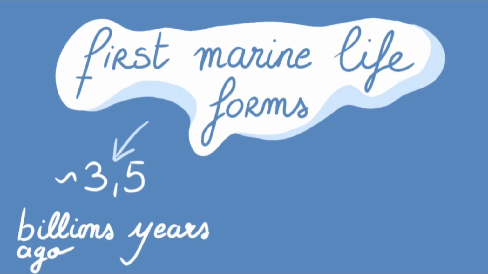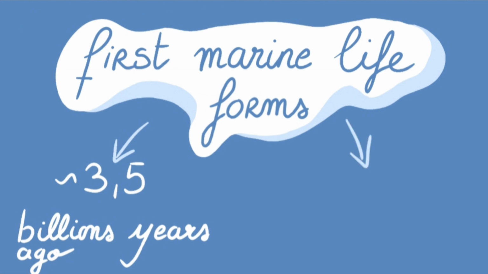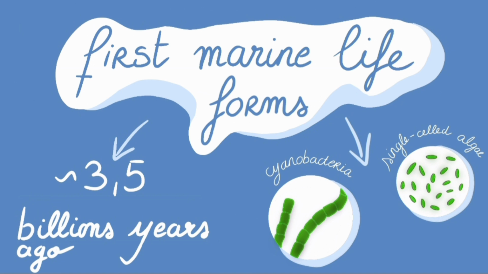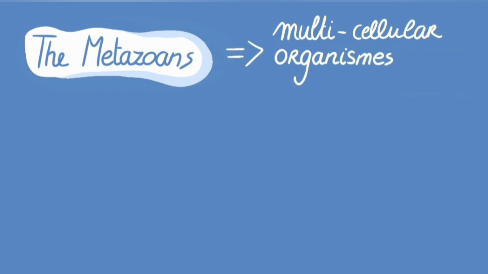At that time, the Earth was very different, with a very undeveloped atmosphere and a very warm, shallow sea. The first marine organisms were probably simple microorganisms, such as cyanobacteria and single-celled algae. It is only after this that the first major group of life on Earth appears. It is called the Metazoa group. This group will refer to all multicellular organisms.